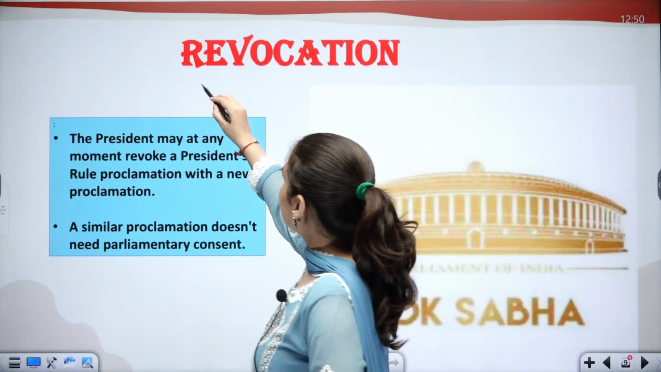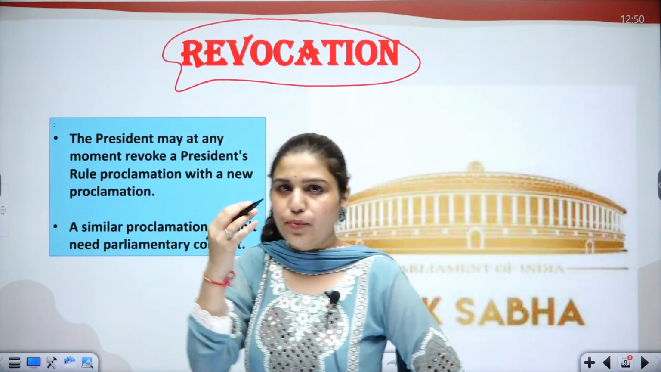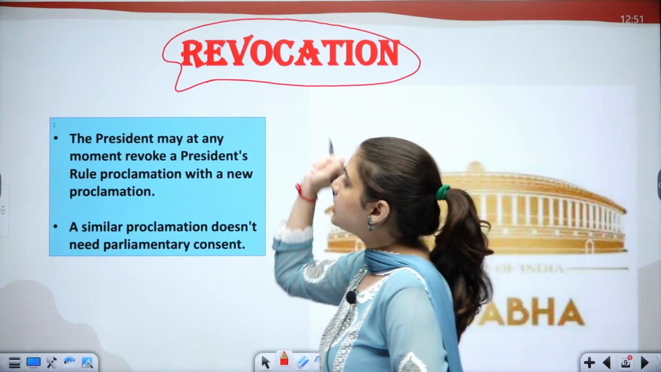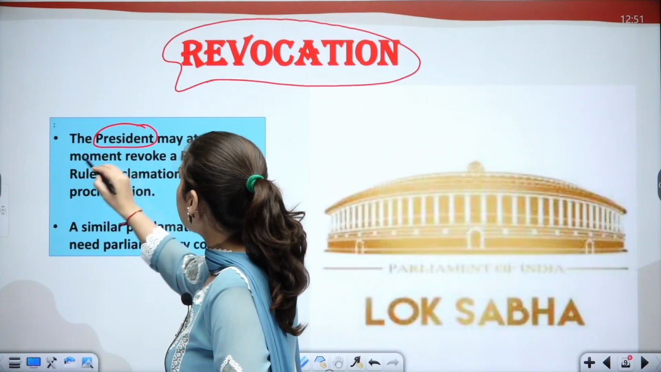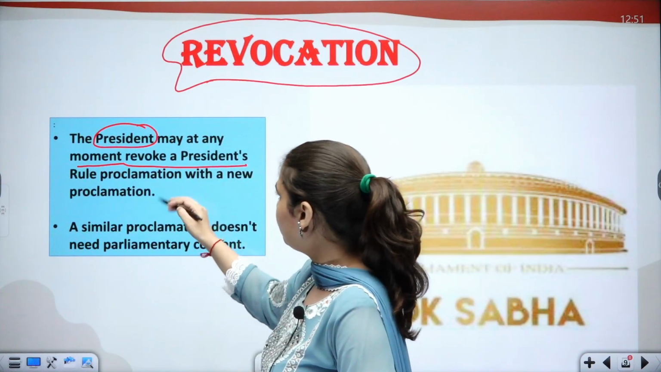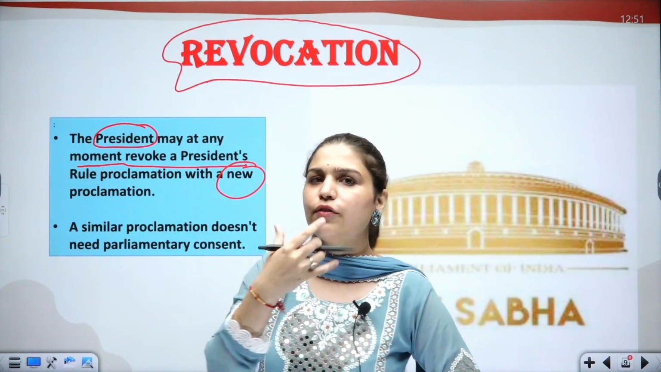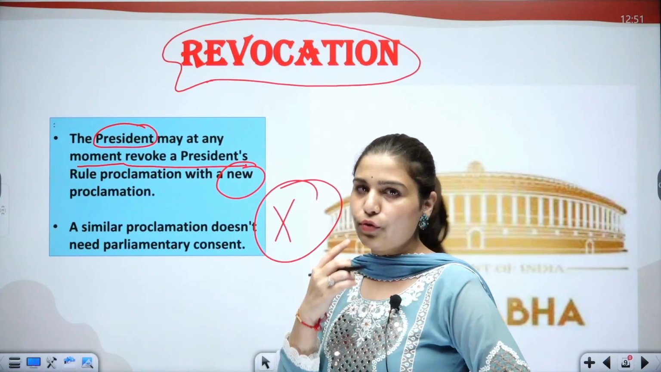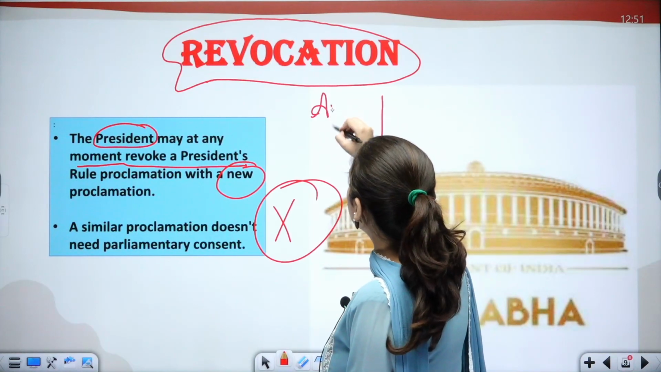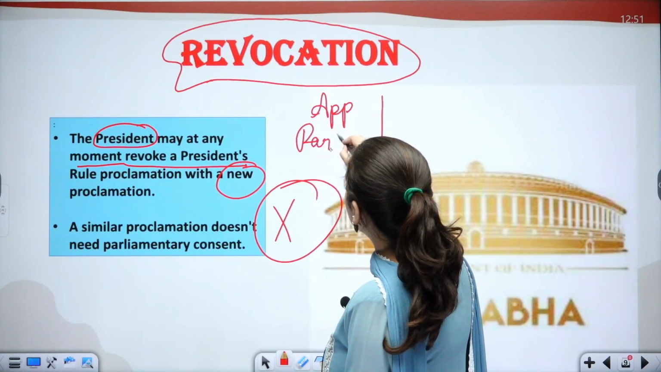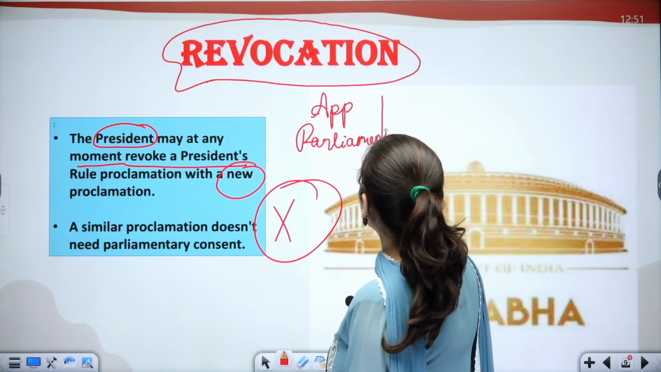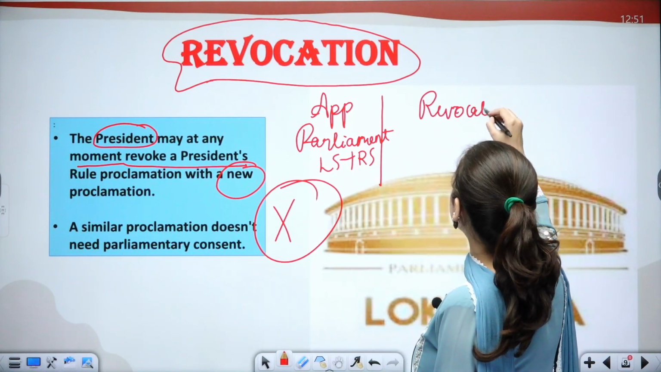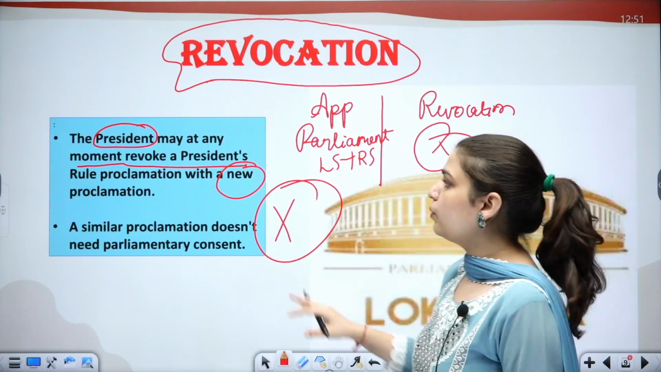Now moving on to revocation. Till now we have seen how it is approved and what majority is required for the approval of that proclamation. Now, on revocation: the president may at any moment revoke a president rule proclamation, and for that he just has to issue a new proclamation. No parliamentary approval is required for its revocation. Now you see the difference. For approval you require Parliament's approval, Lok Sabha plus Rajya Sabha, but for revocation, you don't need any parliamentary approval. I hope it is clear to you.